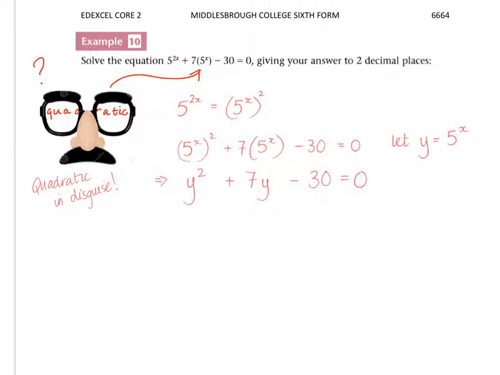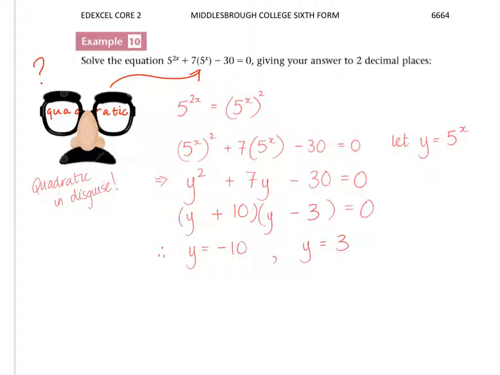We should be able to factorise this. So let's pop it into 2 brackets. We've got no choice but y and y, and we want factors of 30, which will give us a difference of 7, because we've got a minus sign. Because we've got a minus sign here, we need a plus and a minus in the brackets. So that should give us plus 10 and minus 3. So from that, we get y equals minus 10, or we get y equals 3.